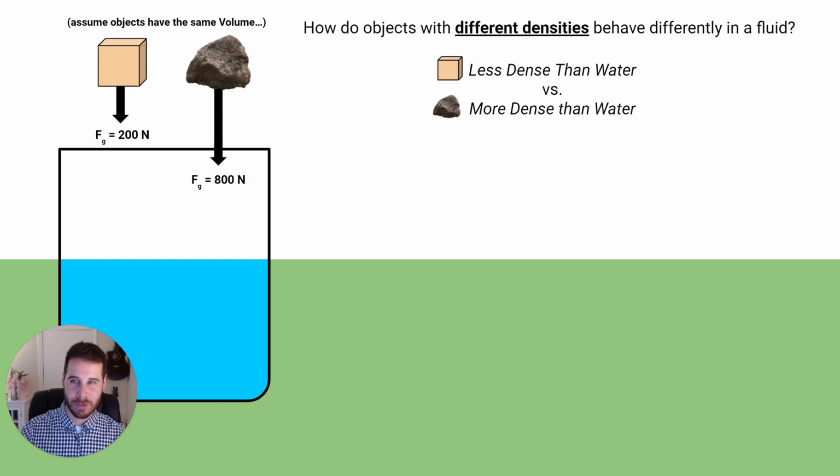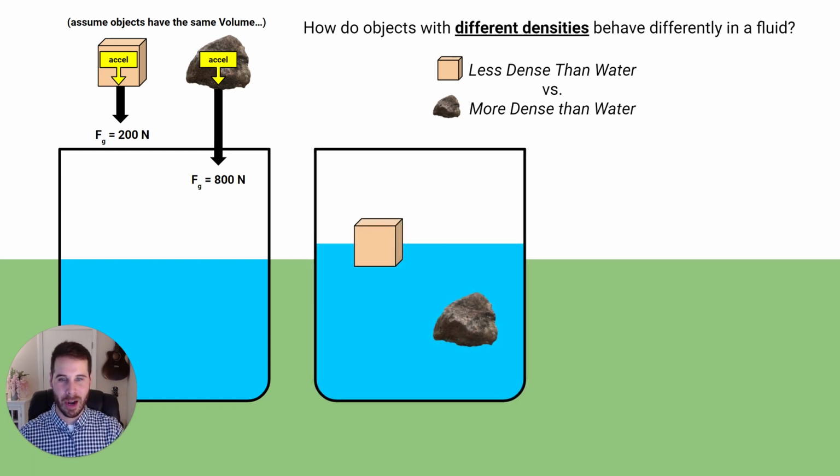When those two objects fall, and they will fall because they're going to accelerate downward because there's no other forces acting on them, they'll splash into the water. So I'm going to go forward in time a little bit. So there they are. The rock is more dense than water, so it's obviously going to sink. The block is less dense than water, so it's going to float. Let's look at the forces acting on these objects.